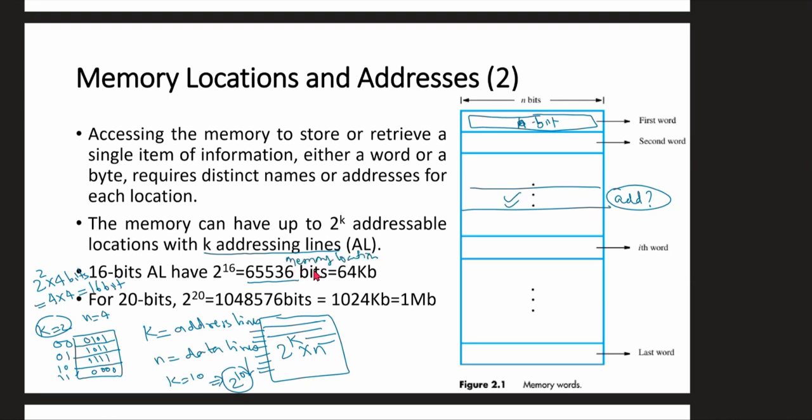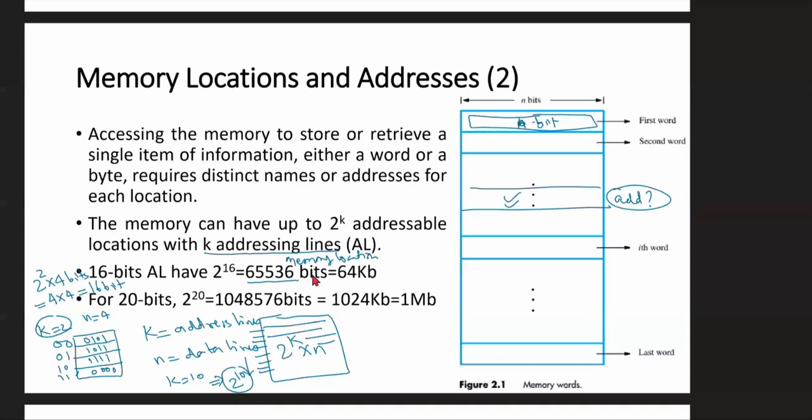And suppose each memory location is storing 1 bit of information, so in total this many bits of data is there. That means 64 kilobits is the data. Similarly, if the address lines are 20 bits, then 2 to the power 20 memory locations are there, and each location is storing 1 bit of information. So it will be that many bits. So here 1024 KB or 1 MB we can call it. So this is how the memories are basically represented.